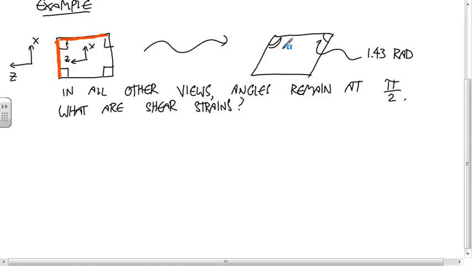Okay, so what's this angle? Well, we know that these two together have to add up to pi. So pi is equal to 1.43 plus the angle that we want. And so theta xz is equal to 1.71 radians.